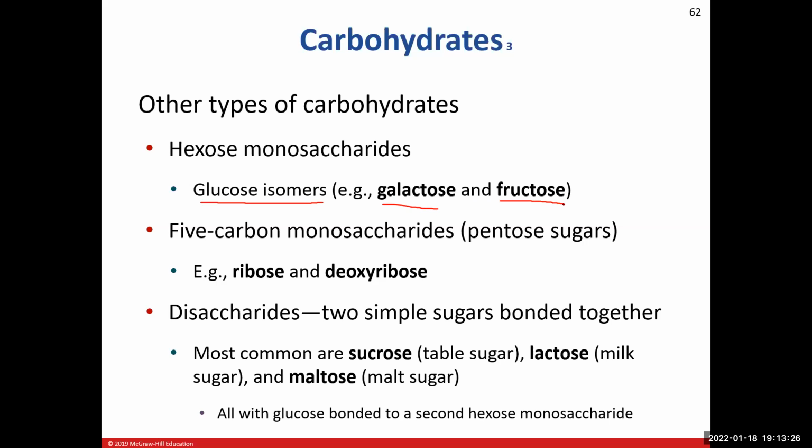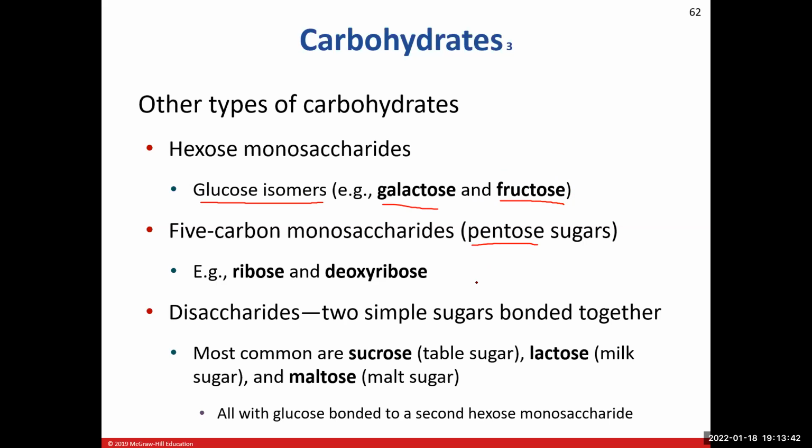Okay, and so those are the hexose monosaccharides, meaning they have 6 carbons. We have our 5-carbon monosaccharides. You should know this, called pentose sugars. We'll talk about this when we get into DNA and all that. We have ribose and deoxyribose.